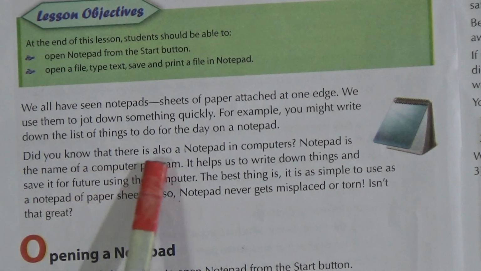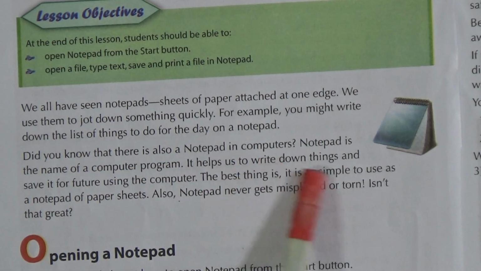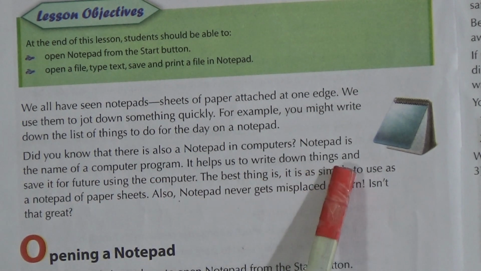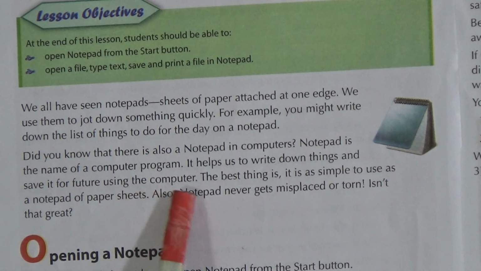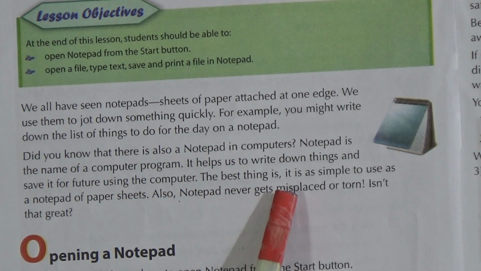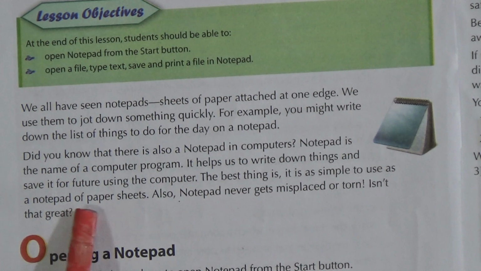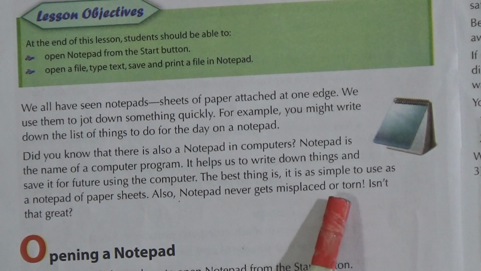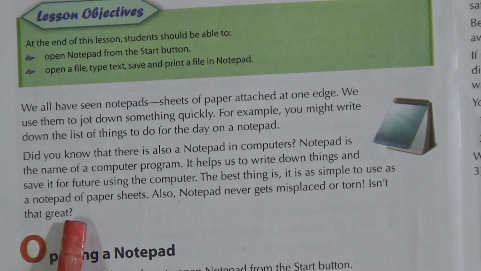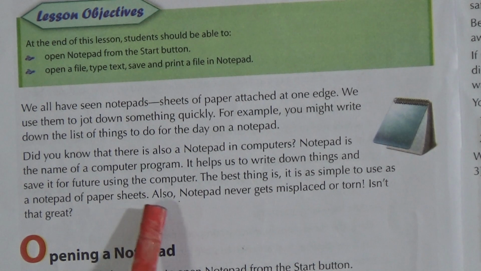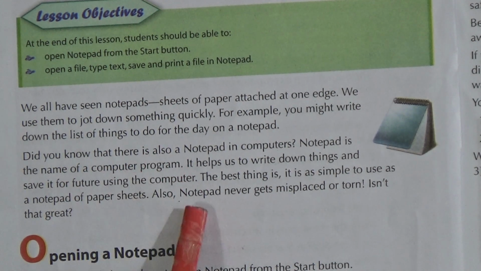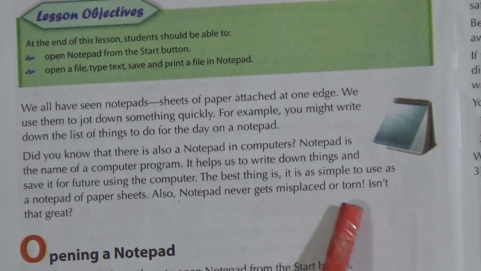Did you know that there is also a notepad in computers? Notepad is the name of a computer program. It helps us to write down things and save it for future using the computer. The best thing is, it is as simple to use as a notepad of paper sheets. Also, notepad never gets misplaced or torn. Isn't that great? So in real life, we can write things in a notepad, and the computer program notepad can also be used for writing, but this one never gets old or torn apart.